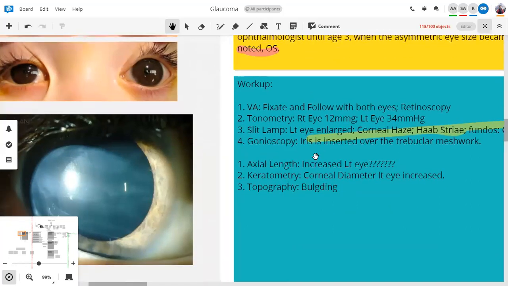अब investigations में पता लग रहा है the axial scan is increased, the corneal diametry is increased, topography में bulging as such नहीं है. So why do you think these changes are happening?